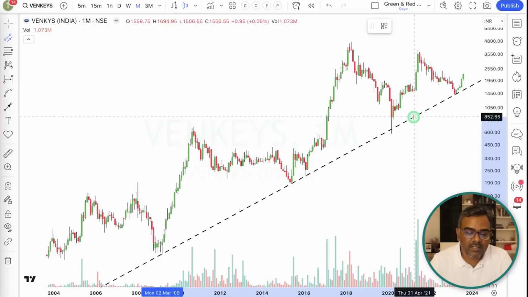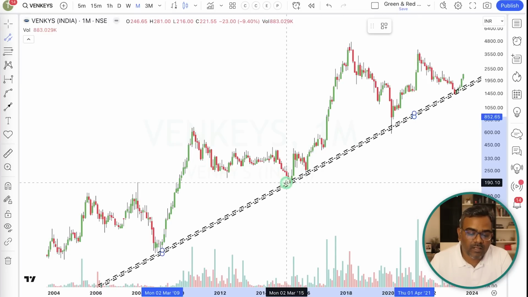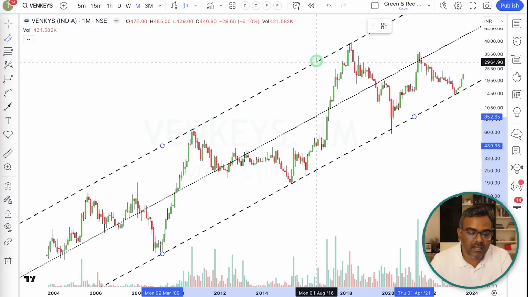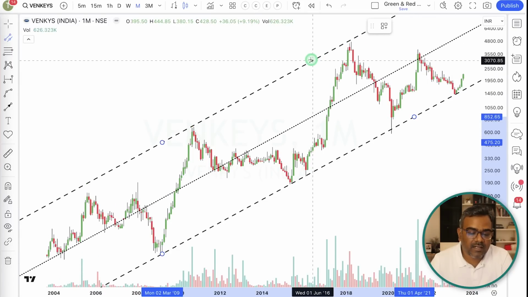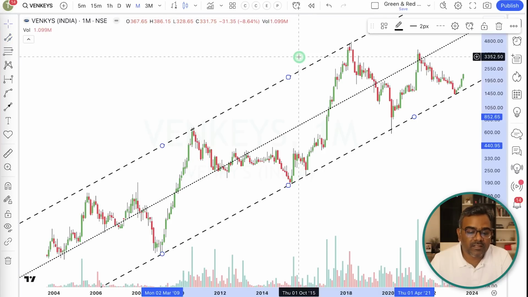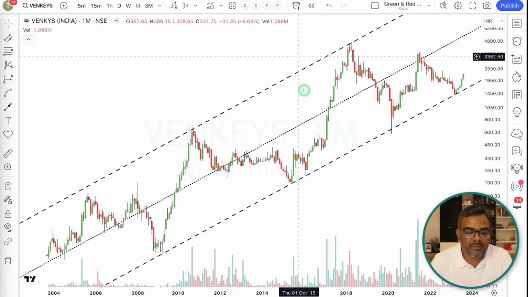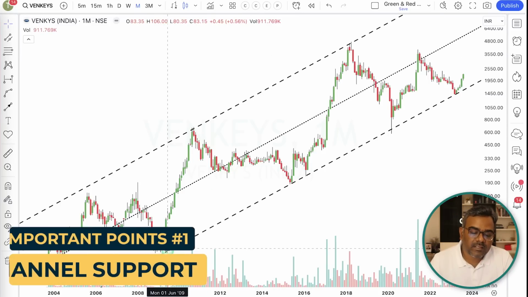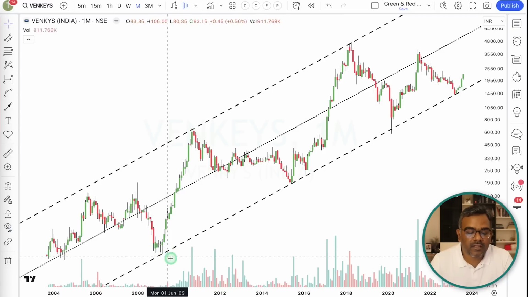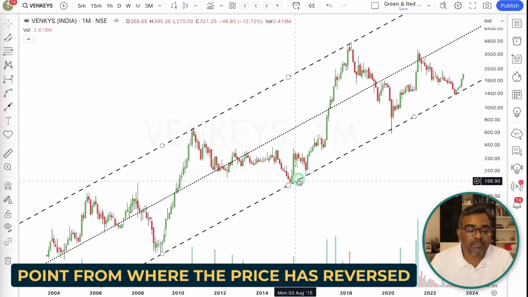Now in this case, if you see, I'm connecting here 1, 2, 3 and 4, right? 4 points, and then I'm dragging this towards this side, and here I'm trying to connect it to as many points as possible. And then once you connect these two, you have a channel in place. Now, there are three important things to the channel. One is the support, right? Channel support. Now, channel support is nothing but the points from where the price has reversed.